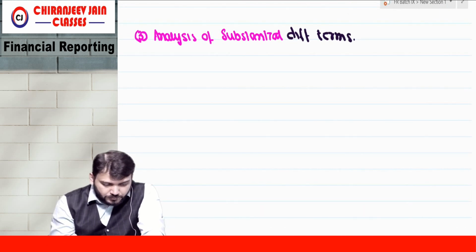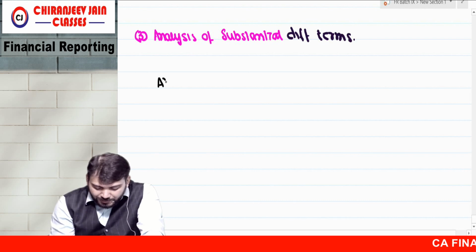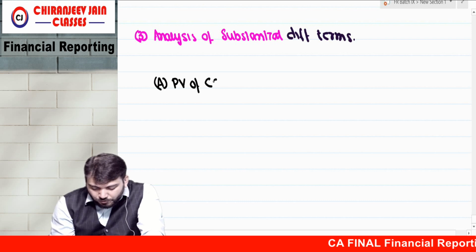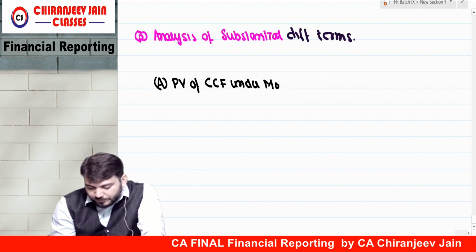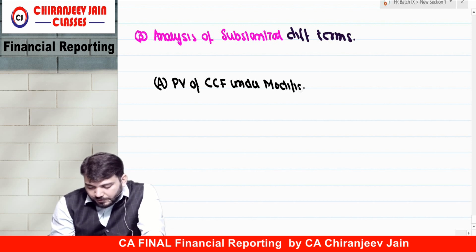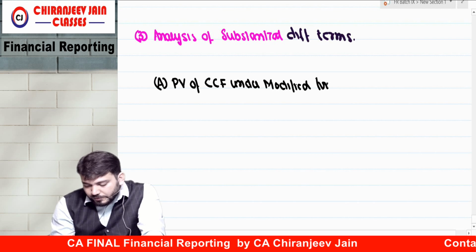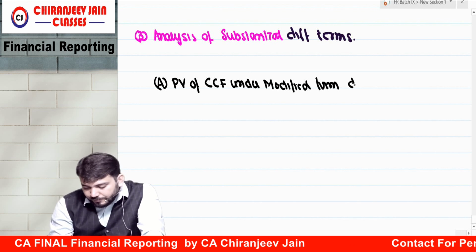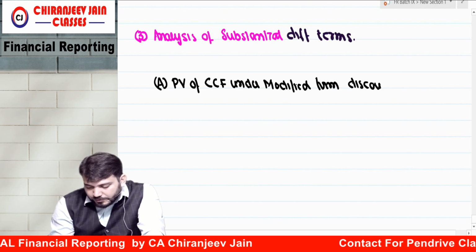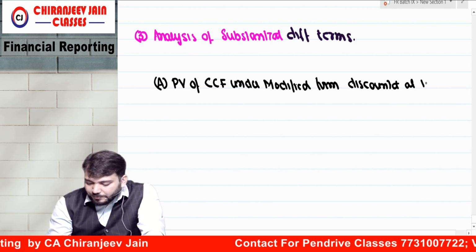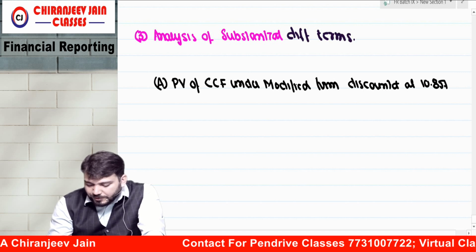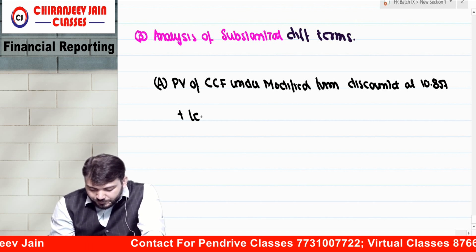The first point, number A, is what? Present value of contractual cash flow under which term? Under modified terms. Discounted at what? Discounted at 10.85% plus what? Legal fee paid.